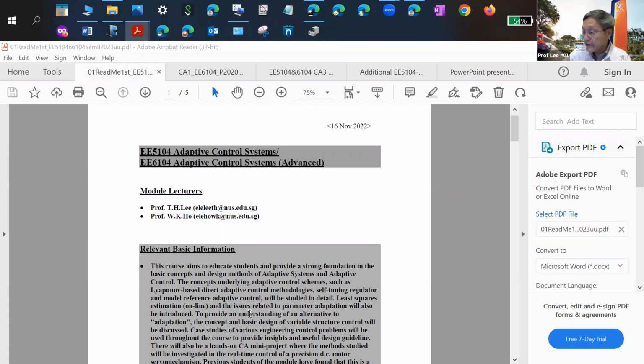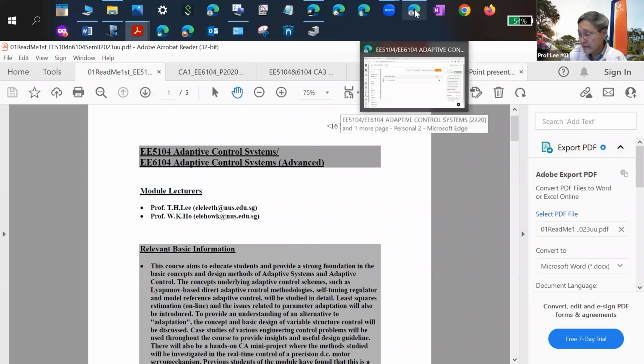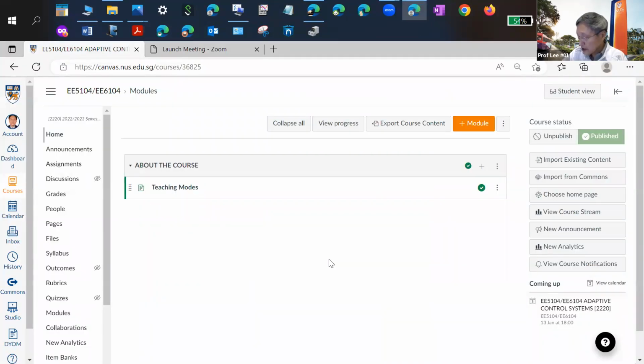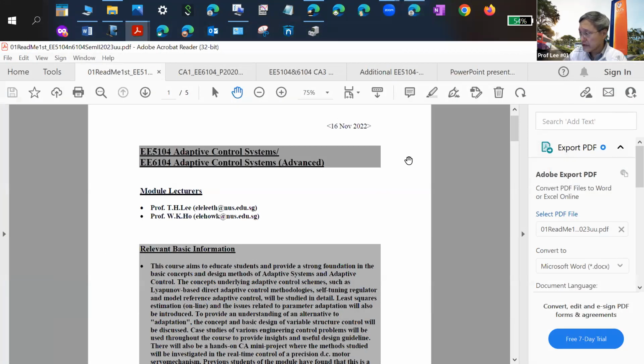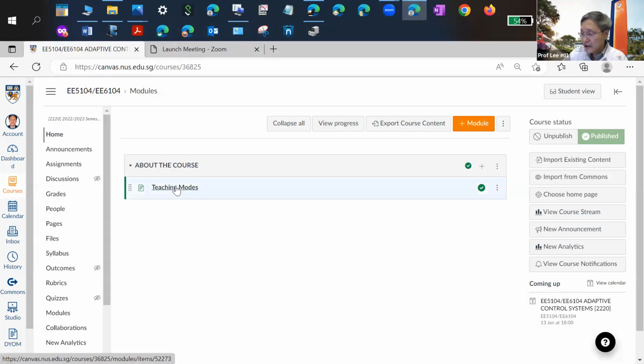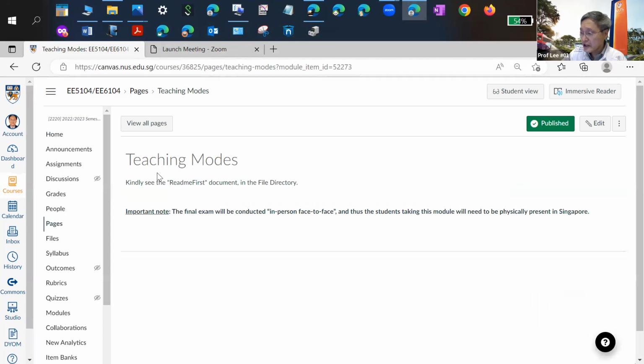Before we start talking about the particular things in the module, let me first go back to our module canvas. The most important thing in there which I put up, the rest of the things are essentially in the README first file. So as you can see, I mentioned it is very important to carefully read the README first file.